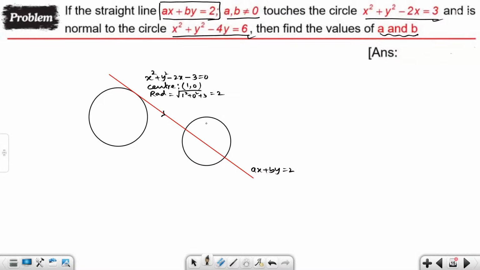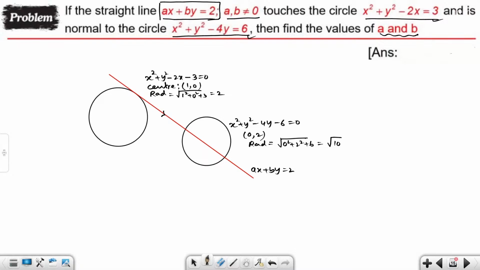This line is normal to this circle. The equation of this circle is, is it clear? What is its center? It's (0, 2). And what is its radius? Its radius is root over 2 square plus 6. That gives us root 10. Is it clear? Whenever a circle is given, I always find out its radius and center, because I don't know whether it will be required or not. But first of all, my task is to find that.